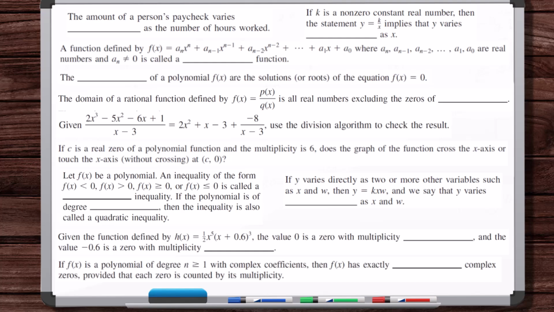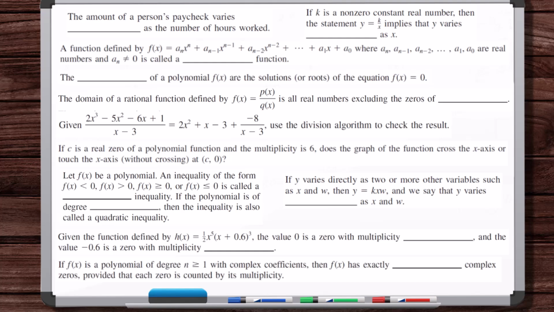Okay, in this video, we're going to answer fill-in-the-blank questions from all of Chapter 3. Chapter 3 was on polynomial and rational functions. Also, the last section of Chapter 3 included variation. So directly proportional to, inversely proportional to, jointly proportional to.